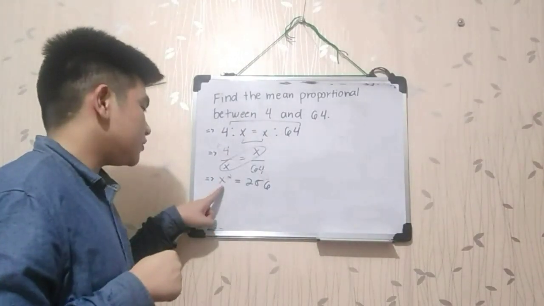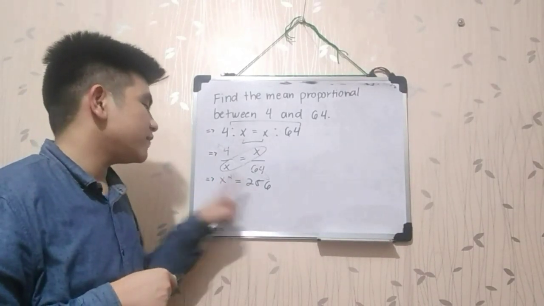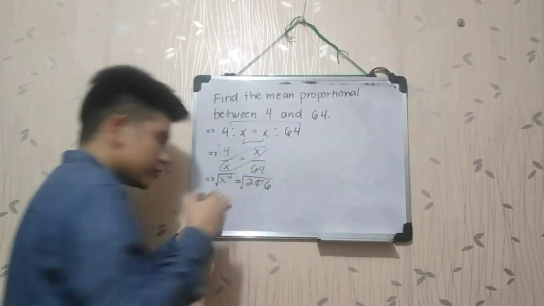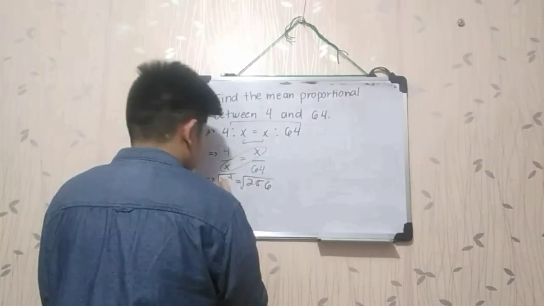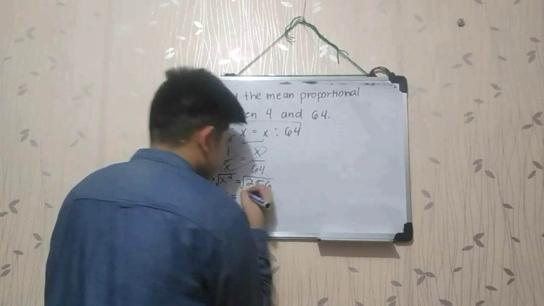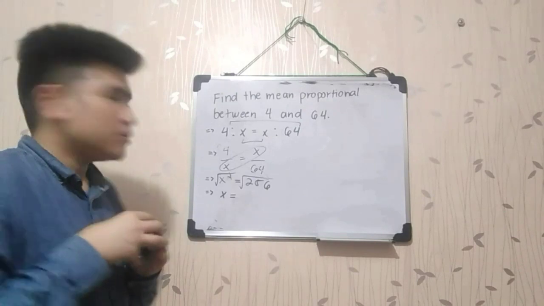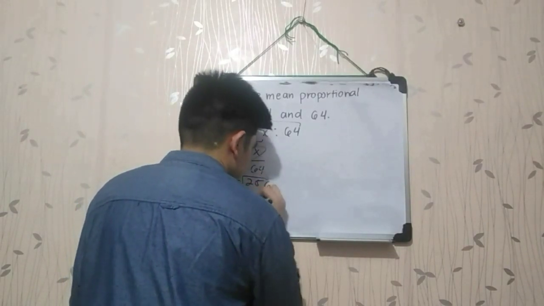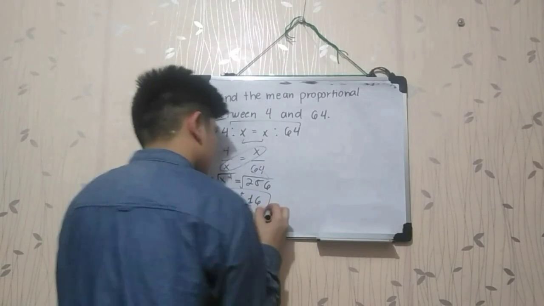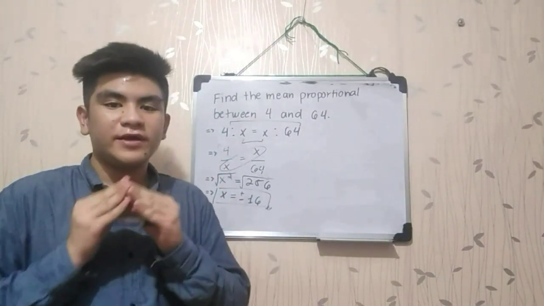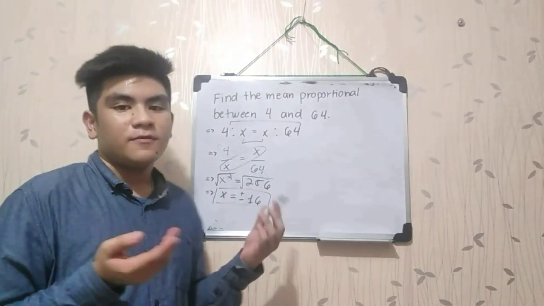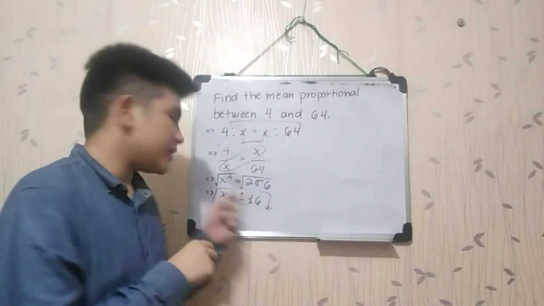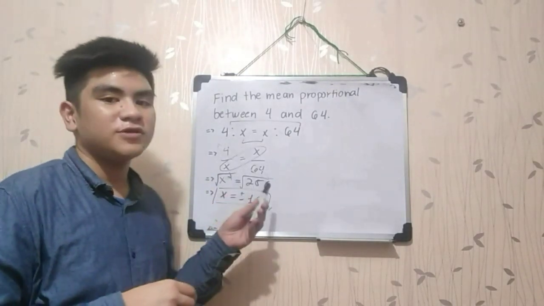So, to find x, we need to find the square root of x squared and 256 to cancel the square of x. So, find the square root of both sides. That will leave us with x is equal to the square root of 256, which is actually 16, or plus and minus 16. Why is it plus minus 16? Because it can be either positive 16 or negative 16, because either way, if you multiply positive 16 to itself and negative 16 to itself, it will give you the answer positive 256.